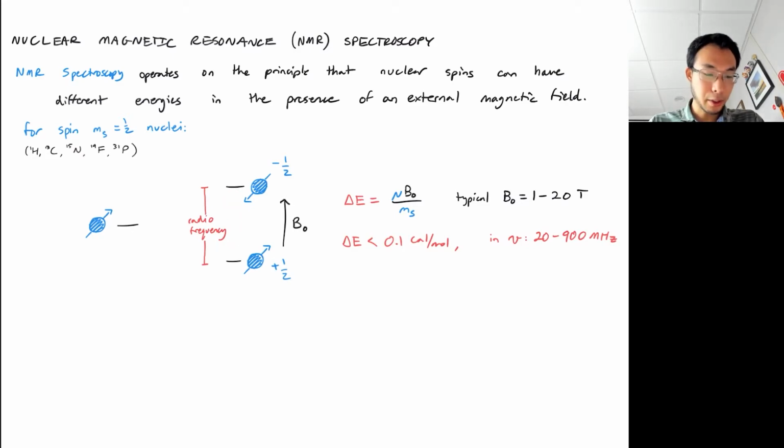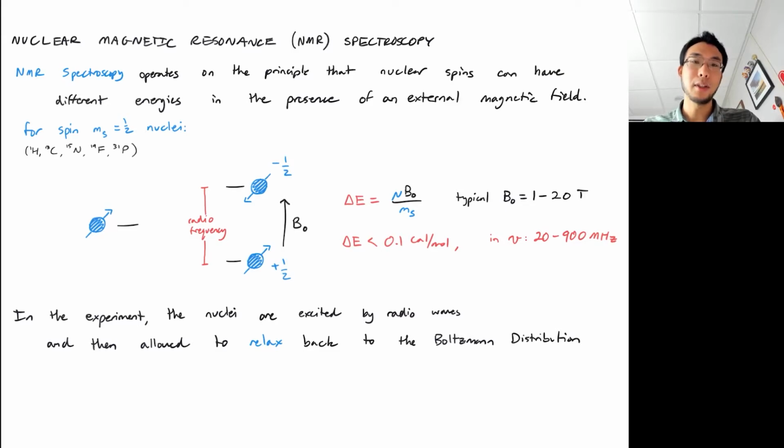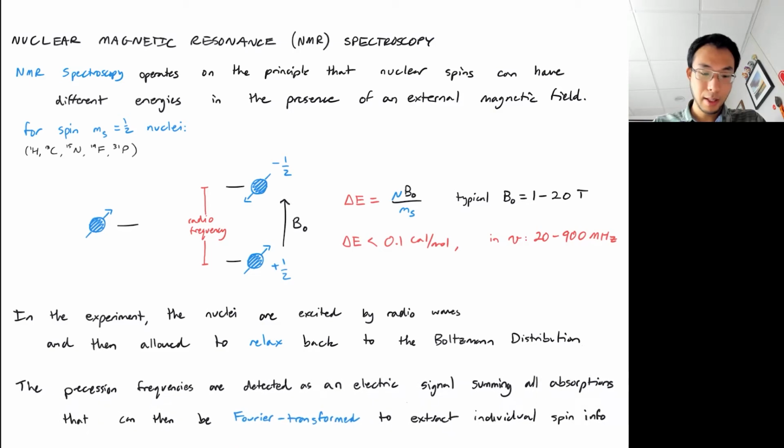A slightly closer look at the process is like this. Nuclei are actually excited to the higher state by radio waves, and we can watch them relax back down. That helps us figure out what this delta E value is. The workings of NMR are much more complicated than just looking for a spin up and a spin down. In the details, we're looking at what are called precession frequencies. Precession is the process in which I draw the spin at an angle like so, but really it's also rotating this way.